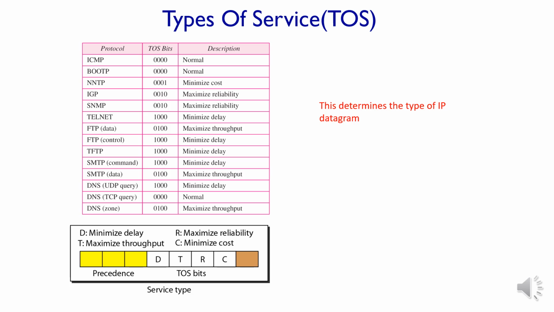Depending on the nature of the datagram, these flag bits can be set as 1 or 0. Based on these values, the nature of the datagram is set. The nature can be normal, minimum cost, maximum reliability, etc. And in this table, you don't need to learn all these things by heart. Just remember 2-3 things and keep in mind that the values related to DTRC determine the type of service.